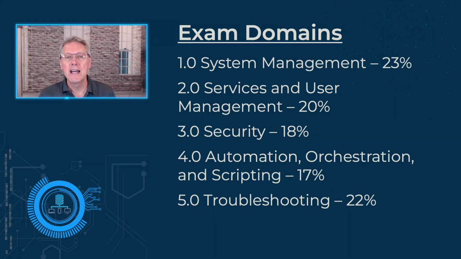This slide breaks down the 5 exam domains and how much each contributes to the overall score. System management and troubleshooting together make up nearly half of the exam, which tells us where CompTIA places the most value. Security, automation and scripting, and services and user management are also heavily represented. This is why the course spends significant time on hands-on administration, scripting concepts, and secure system configuration.